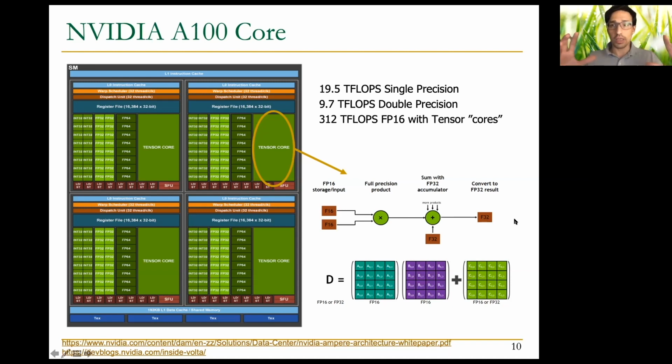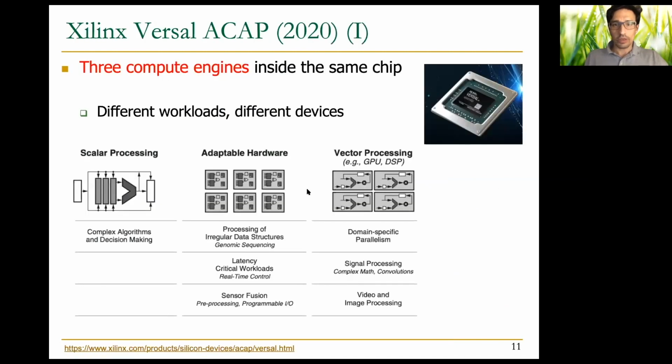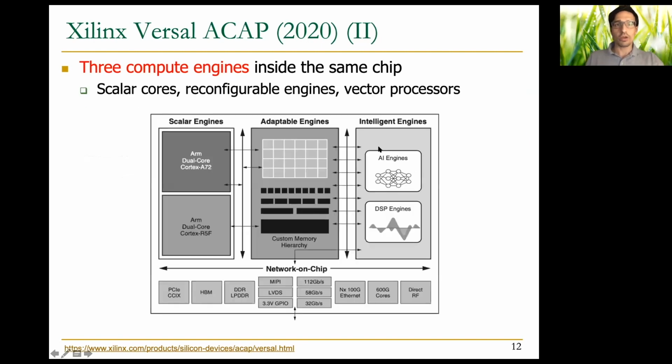So what NVIDIA essentially did, because GPUs are so much used, and actually they are the accelerator of reference for training machine learning and neural network workloads, was embedding these specialized cores into each of the GPU cores. Okay, any questions so far? Okay, fine, I can continue.